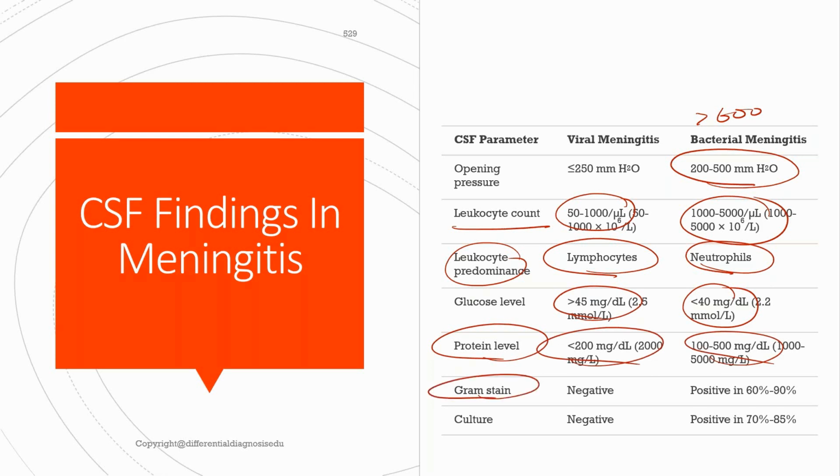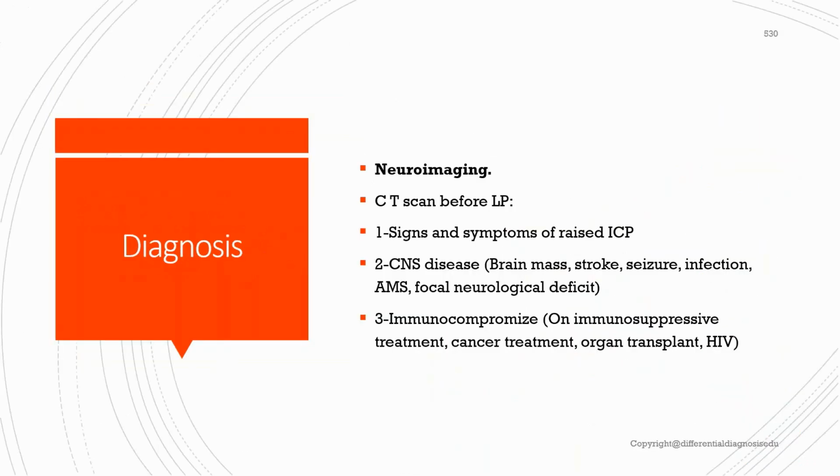Gram stain obviously can be positive in bacterial 60 to 90% of the time. Negative in viral. Culture can be positive 70 to 85% of the time in bacterial, negative in viral. You can also test lactic acid level, and if the lactate is greater than 35 milligram per deciliter, that will suggest bacterial meningitis; it will be negative in viral. So when can you do imaging before LP? Raised intracranial pressure. If you're suspecting stroke, seizure, brain mass, get imaging first. And if the patient is immunocompromised, then you can also do CT brain first before LP.